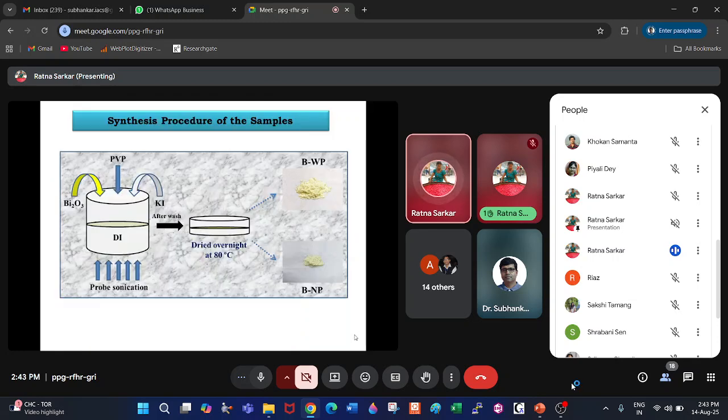This is the synthesis procedure. We use bismuth oxide as a precursor material, KI as a salt, and PVP used as a capping agent. All samples are diluted with DI water. Then it is placed under probe sonication for a certain time. After that, the material is washed and dried. Here we prepare two materials: one is PVP added material, and the other is no PVP added material.